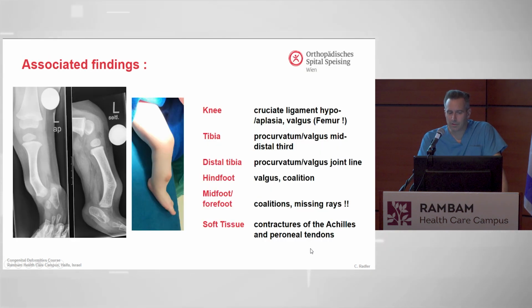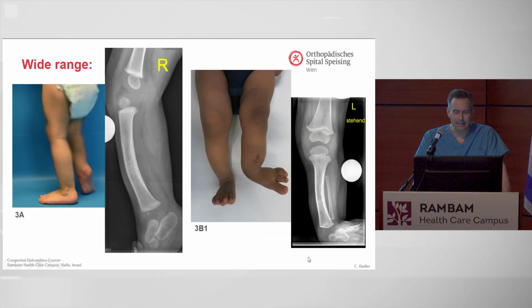Now, again, we have a lot of associated problems. At the knee joint we have cruciate ligament hypoplasia, aplasia, we have a procurvatum, and at the distal tibia a valgus joint line, and so also some procurvatum at the distal tibia. And at the hindfoot, we have a valgus. Many times we have coalition. We also have coalition in the midfoot. We have the missing rays, and we have a contracture of the Achilles tendon, and in many cases also of the peroneal tendons.